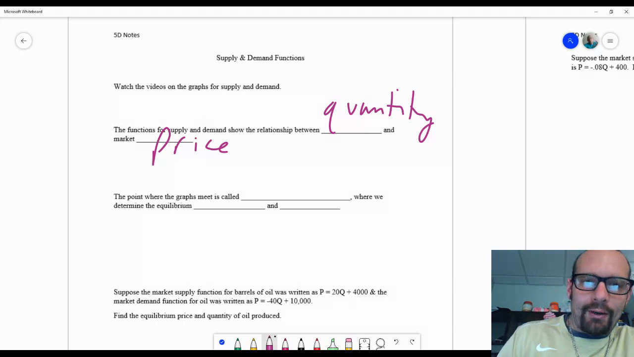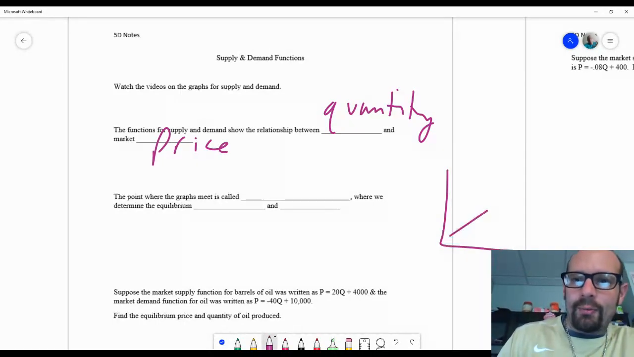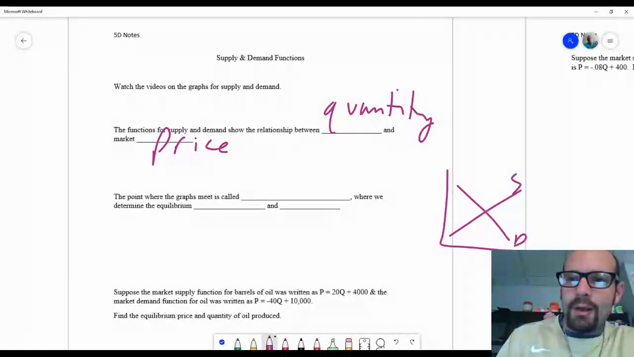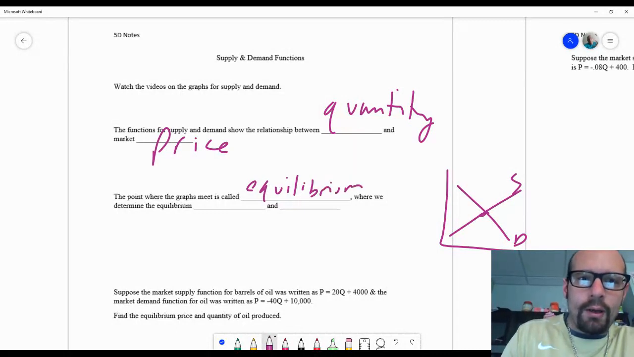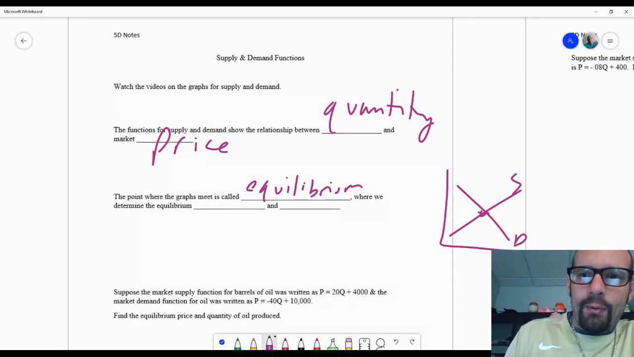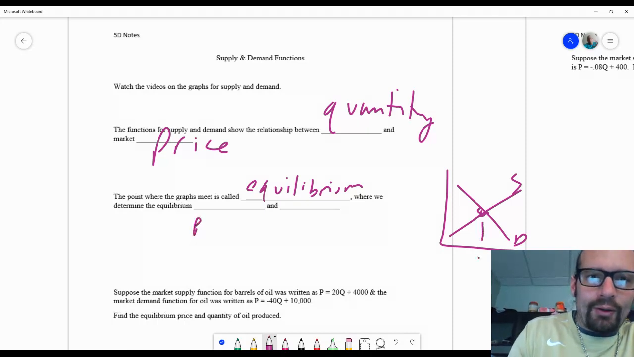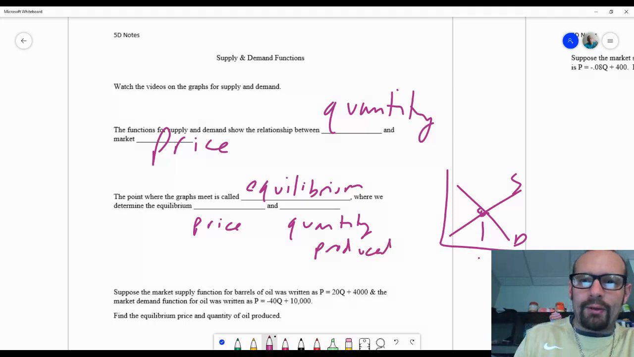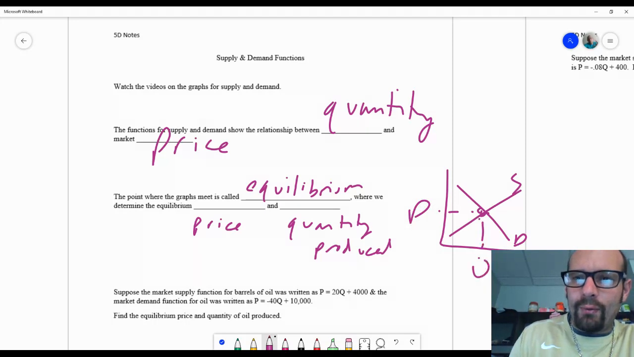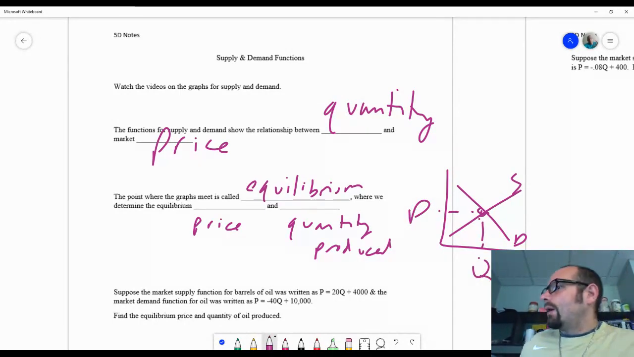So if we look at the supply and demand graph that we had on there, supply goes like that, demand goes like that. So they're going to meet at a place. That place is called the equilibrium. Okay. And at that point, we determine the equilibrium price and quantity produced of any given item. So the price that we find is over here, and the quantity produces our X value, more or less.